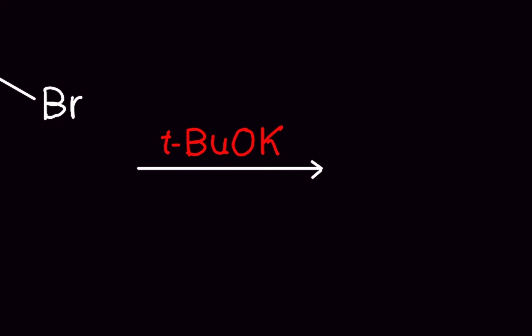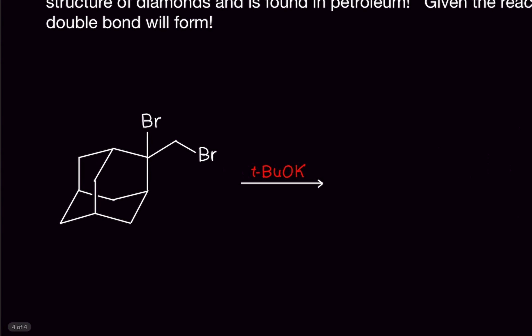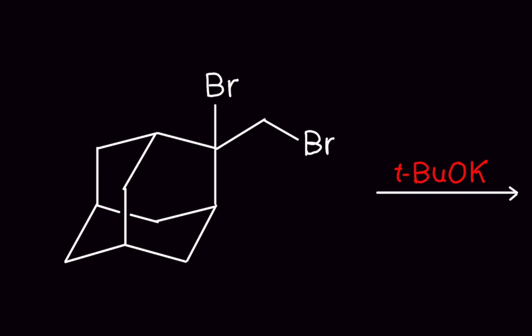First thing you realize is you have tert butoxide. So the Hofmann will be the major product. We're looking for something that's not substituted, right? We have two bromines here. Which bromine do you think is going to leave? Here's how you know.